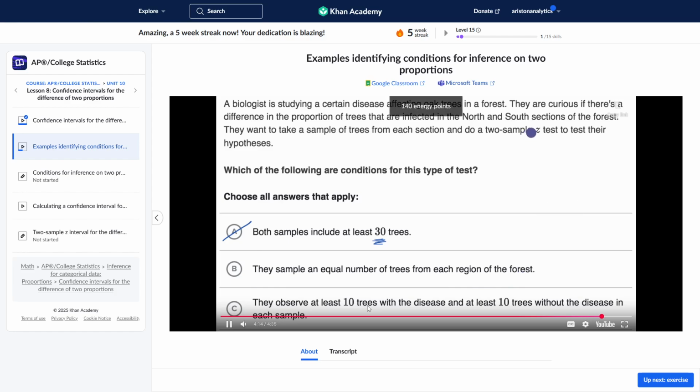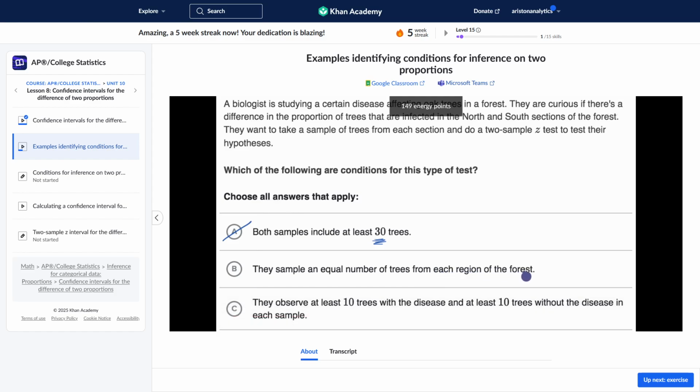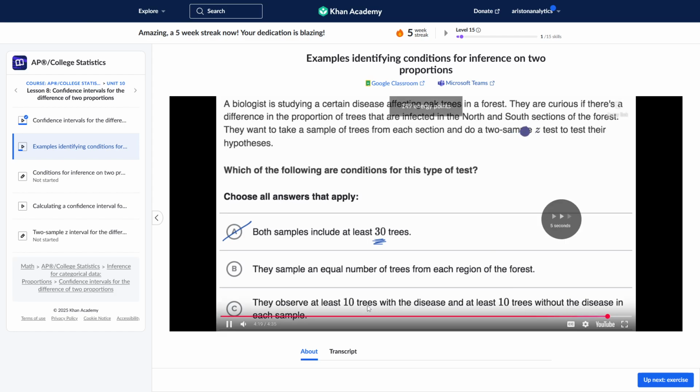At least 10 in both samples, and sample an equal number of trees from each region of the forest. This is a very common misconception when you're doing a two-sample z, but that is actually not the case. So we can rule that one out. This would be our only choice.